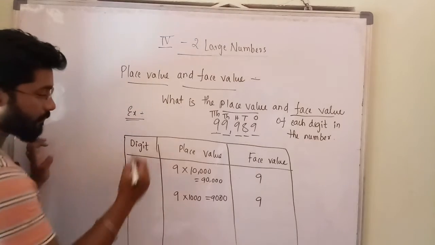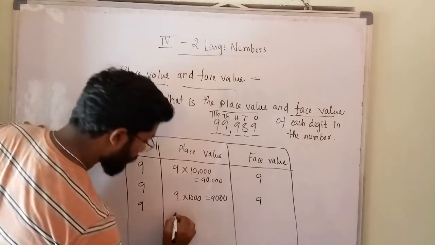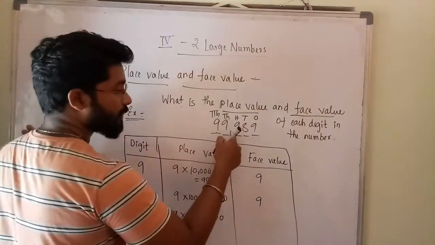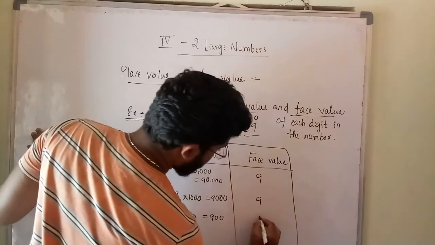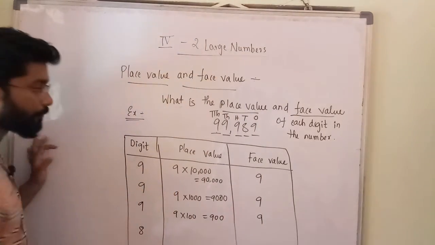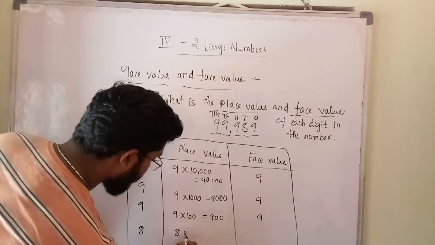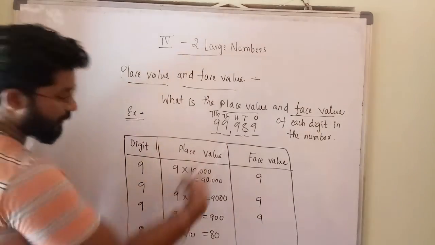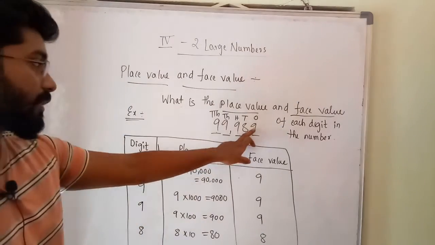Next, for this 9 which is in hundreds place, what is the place value? 9 into 100, that is 900. Face value? 9 only. Next 8, this 8 is in which place? Tens place, so 8 into 10, it is 80. Place value is 80. What is the face value of 8? 8 only.